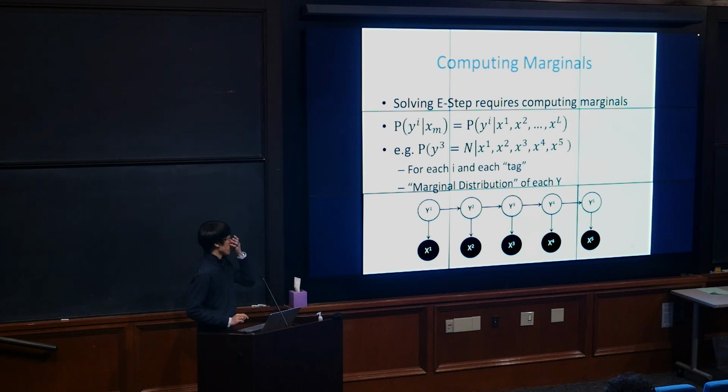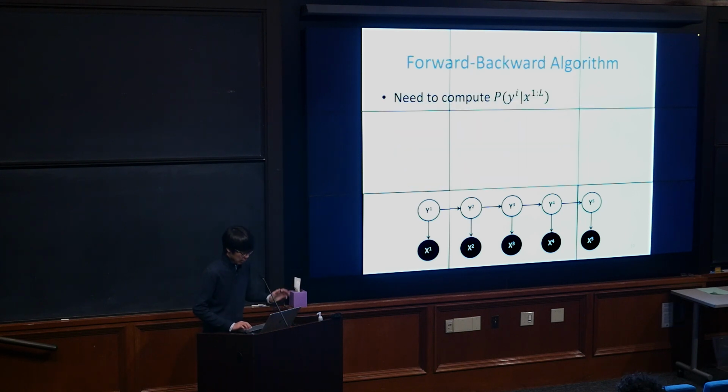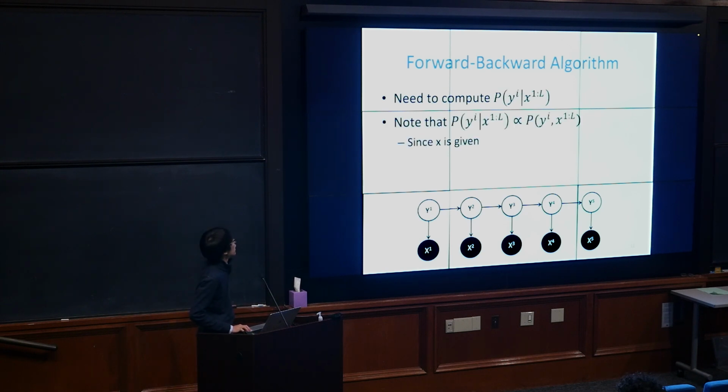So some naive way of doing this might be to go through every single possibility, right? If you go through every single possible Y sequence, you could calculate the marginal that way. You would essentially have to marginalize over the entire sequence, but that's computationally untenable. So instead, we're going to take advantage of some clever tricks to derive this forward-backward algorithm. So again, here's the marginal probability that we need to compute.